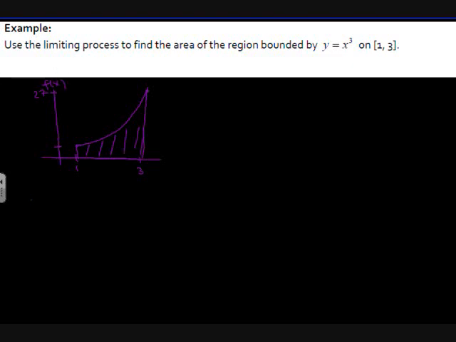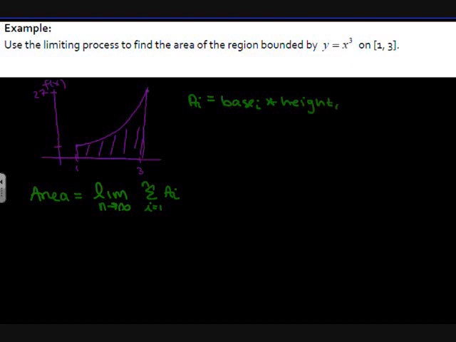So we know that the area is going to be equal to the limit as our number of rectangles approaches infinity of the sum of all rectangles, where a sub i represents the area of each rectangle. So a sub i, again, is equal to each base times each height of our rectangles. And our base of our rectangle is always equal to delta x. And delta x in this case is 3 minus 1 over n, which is 2 over n.